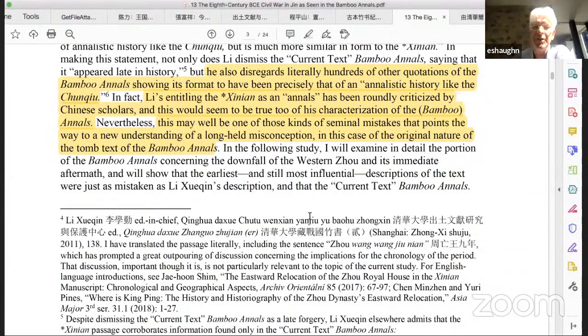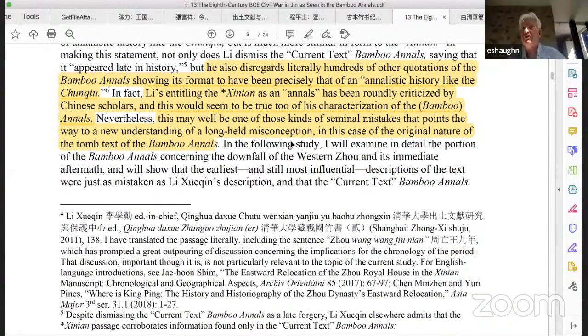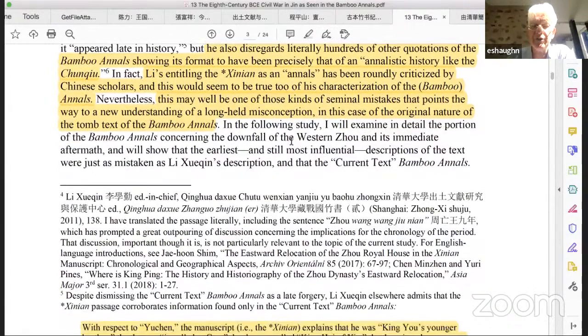On the other hand, I say here that it might be one of those kinds of seminal mistakes, a mistake to be sure, but one that causes people to rethink an issue and come up with a better understanding. And in terms of the Zhushu jinian, I hope today to show that that is the case. When I read Professor Li's study, it caused me to go back and look at the entries in the Zhushu jinian surrounding this event and come up with a new understanding of the tomb text. So that's the topic of today's talk.